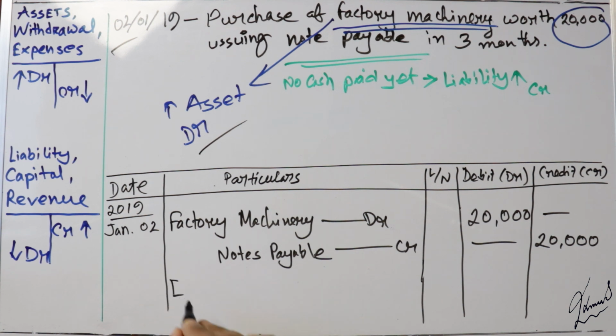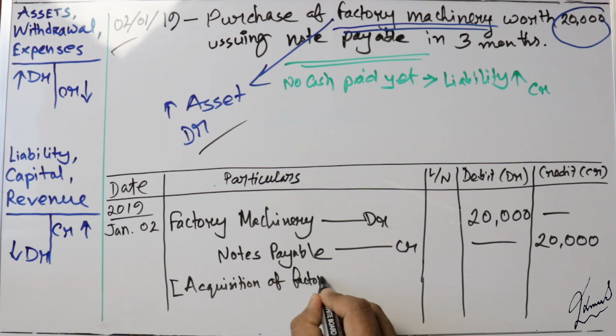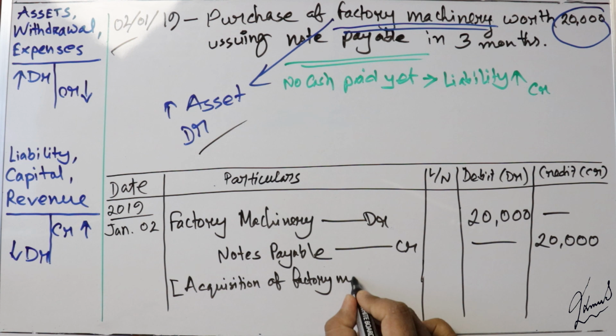Then the short note. You have to remember to put the short note every time, otherwise your marks will be short. Acquisition of factory machinery, issuing a notes payable, that's it.